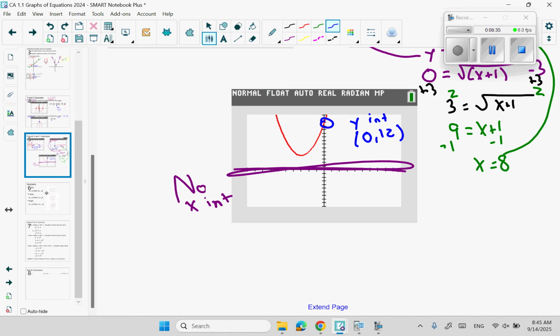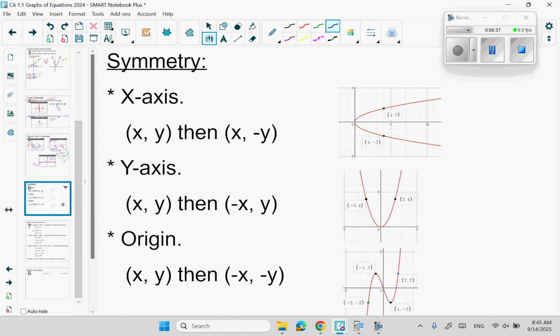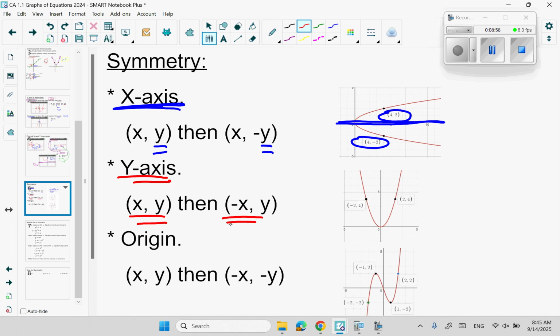The last thing we're going to talk about is symmetry. Symmetry, for example, if it's symmetrical across the x-axis, the y values can be flipped. So if I have 4, 2, I also get 4, -2, because I can mirror using the x-axis. Symmetrical across the y-axis does the exact same thing, but the x values can be flipped. So -2, 4, and +2, 4.